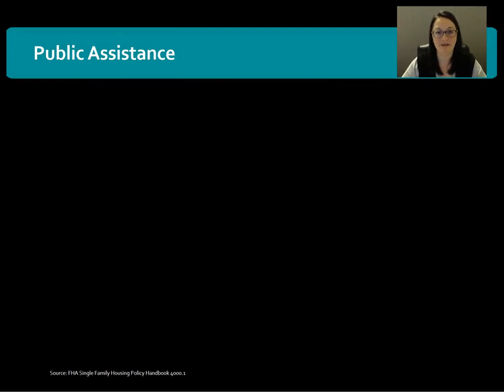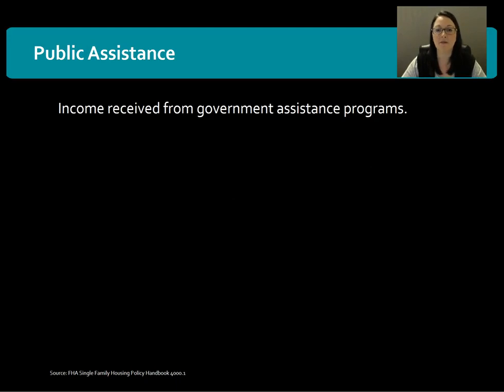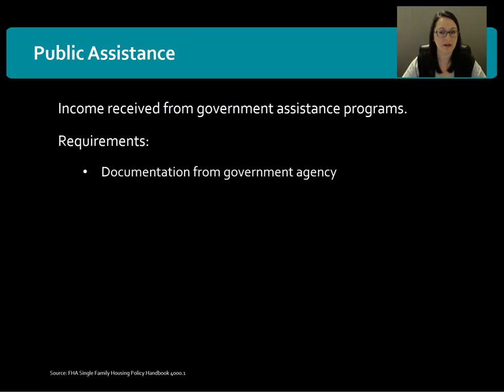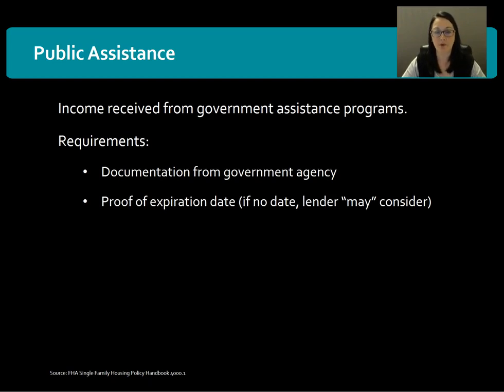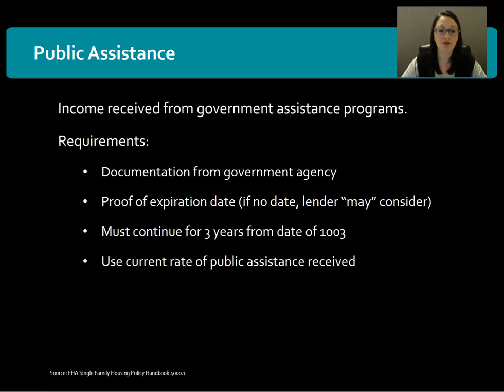Next, let's take a look at public assistance. When using this as effective income, this is income that is received from a government assistance type program. And the requirements are you would need some sort of documentation from that government agency. Proof of expiration date. Now this is important to be able to show that it's going to continue for 3 years. If on the documentation you're not able to get any type of expiration date for the income, it does say in the FHA guidelines that the lender may not consider that income as effective income. So you may have a little bit of a challenge there if you can't show any type of expiration date. Again, that's because it must continue for 3 years from date of the application. Also, you must use the current rate of public assistance received in this case.